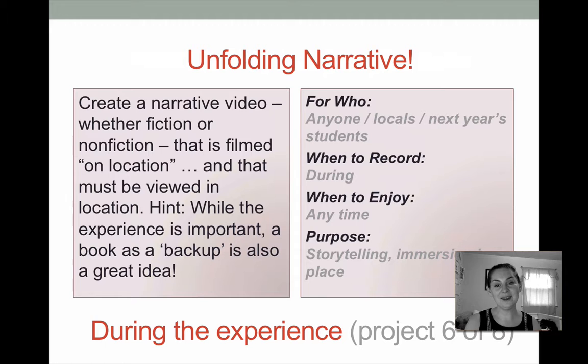Unfolding narrative. I'm really excited about this because I'm really excited about narrative in general. But create a narrative video, whether fiction or nonfiction, that is filmed on location and meant to be viewed in that location.